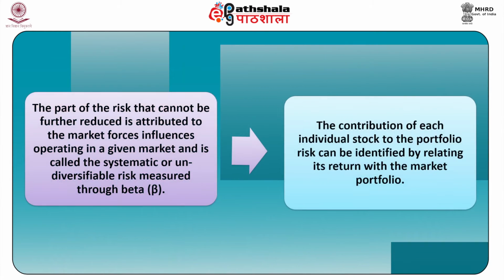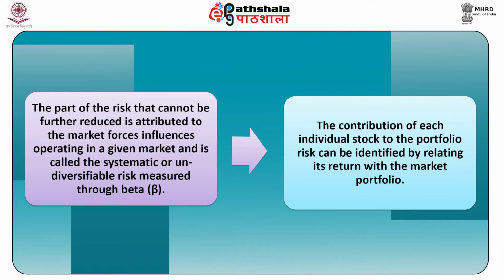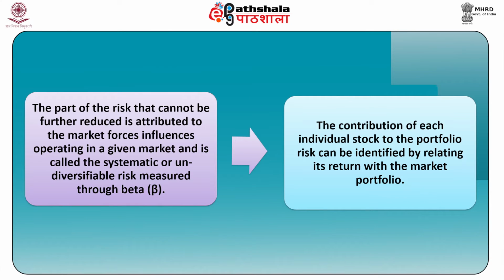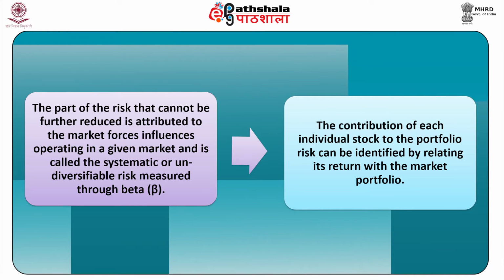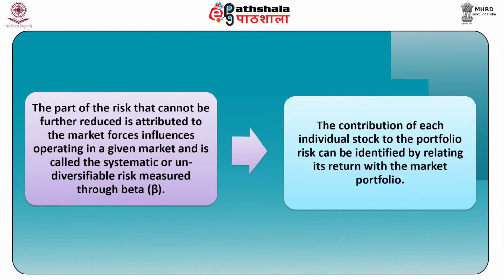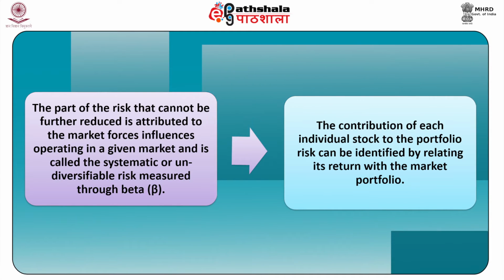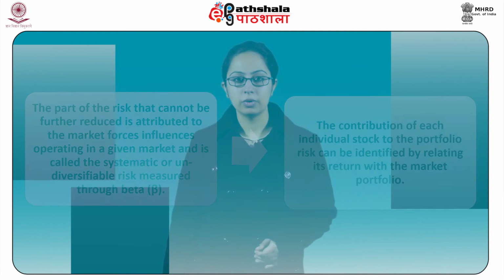The portfolio risk declines through diversification, but only to an extent. The part of the risk that cannot be further reduced is attributed to the market forces operating in a given market and is called the systematic or undiversifiable risk, measured through beta. The contribution of each individual stock to the portfolio risk can be identified by relating its return with the market portfolio. William Sharpe expressed this relationship with a simple regression equation.